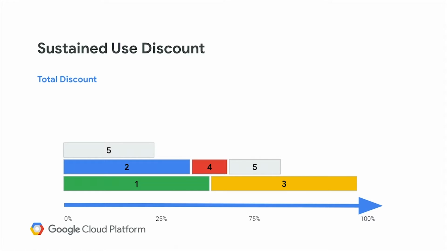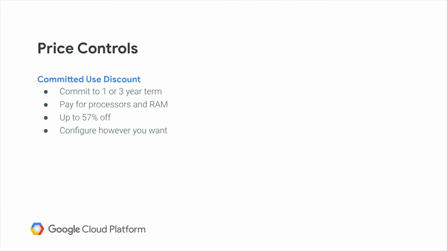If you want to game it, you can certainly fool around, make sure you're getting the best one you want. But if you just run a VM, we just apply this automatically. There's no switch you have to flip or anything. So the next price control we have is something called committed use discount.